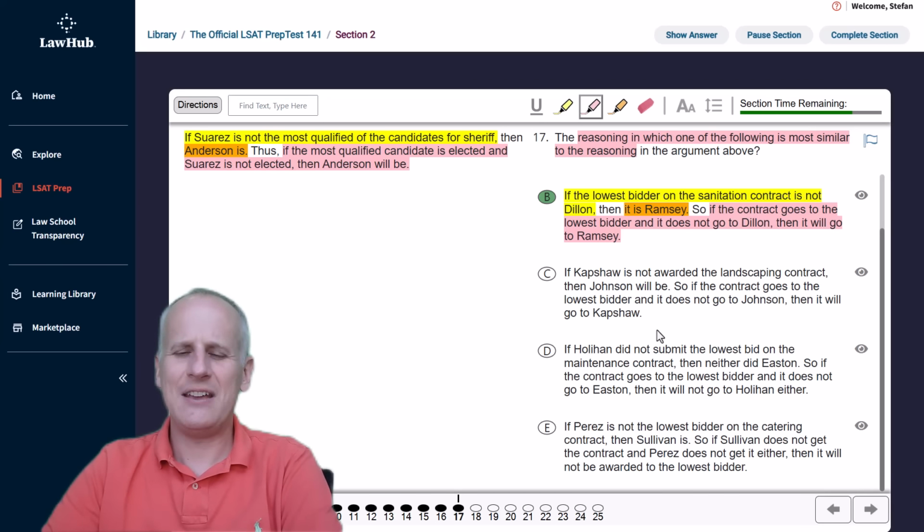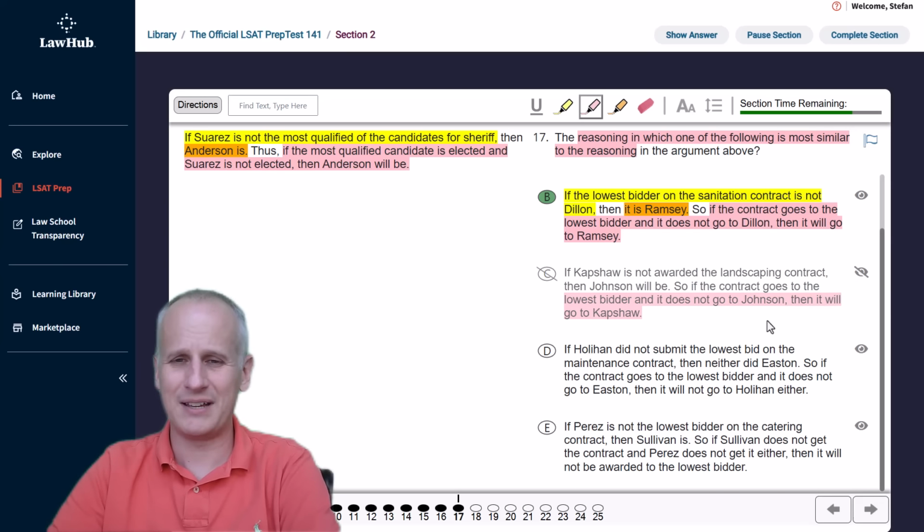So choice C: if Capshaw is not awarded the landscaping contract, then Johnson will be. So if the contract goes to the lowest bidder and it does not go to Johnson, then it will go to Capshaw. I'm like, who the heck is the lowest bidder? There's a whole lot of term shifts. This is simply not a valid argument because of the number of different term shifts. So we should be able to eliminate C immediately as an invalid argument.